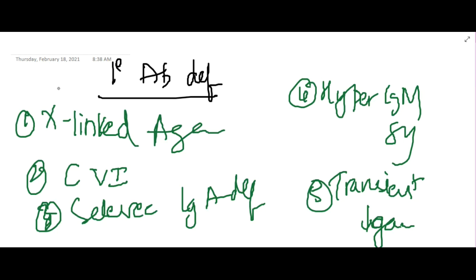Now if you see, there are 5 types of primary antibody deficiencies, which are X-linked agammaglobulinemia, common variable immunodeficiency, selective IgA deficiency, hyper IgM syndrome, and transient hypogammaglobulinemia of infancy. So first we will learn about X-linked agammaglobulinemia.